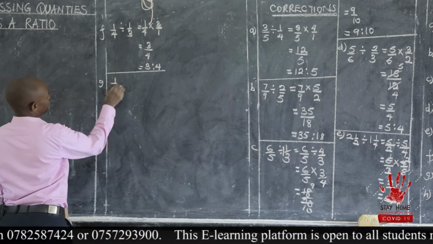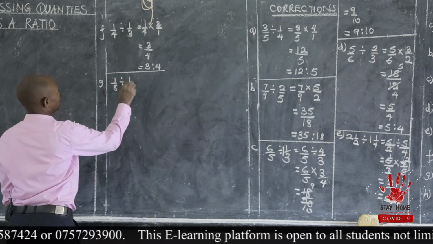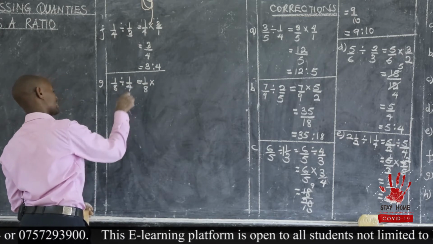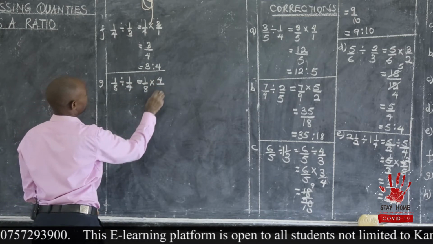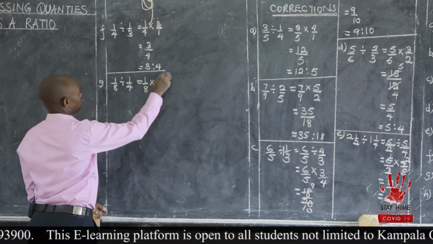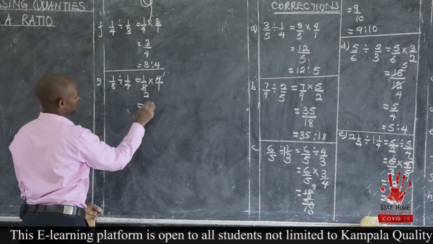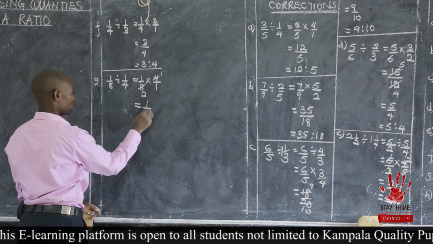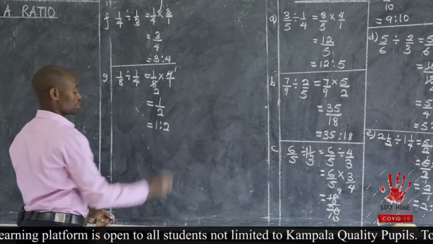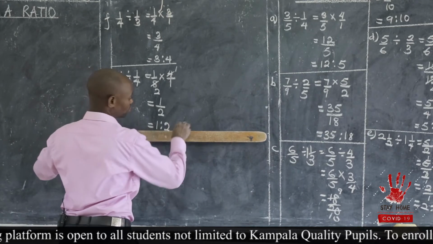G, 1 out of 8 divided by 1/4. Division will change into multiplication, that is by the reciprocal of the next fraction, 4 out of 1. Can this one be reduced? Yes. By 4 is 1, by 4 is 2. So 1 times 1, we are getting 1. 2 times 1, we are getting 2. And therefore, the ratio becomes 1 to 2.